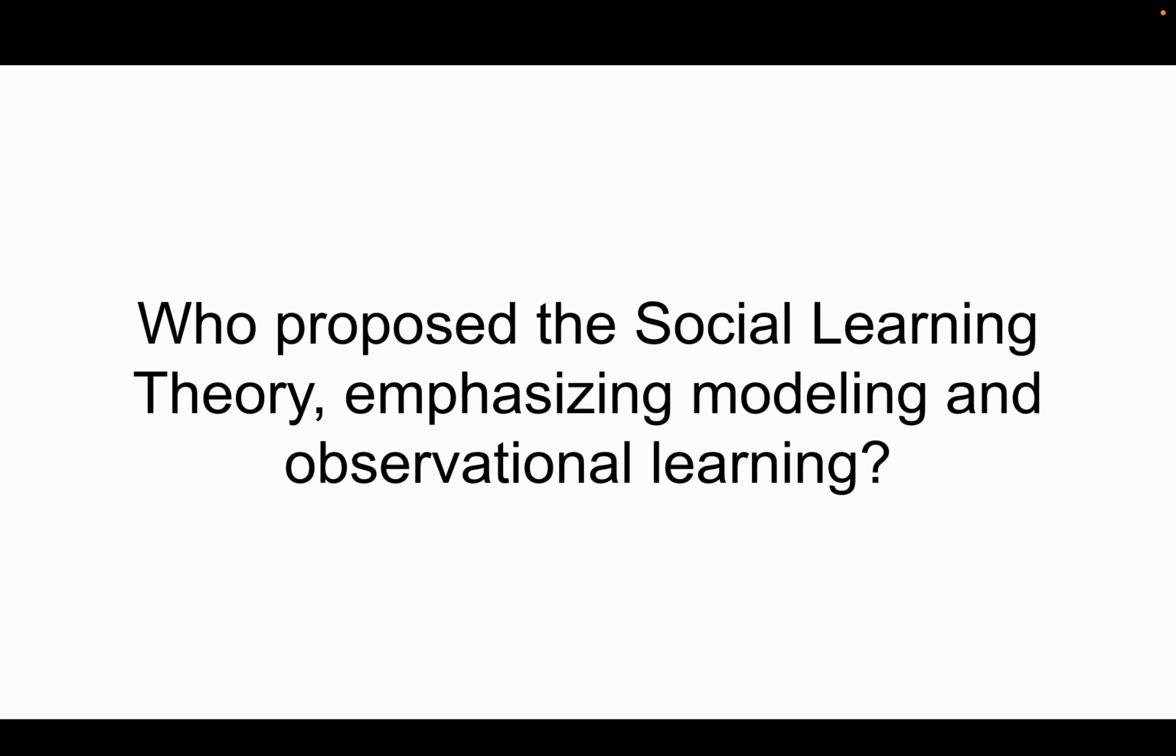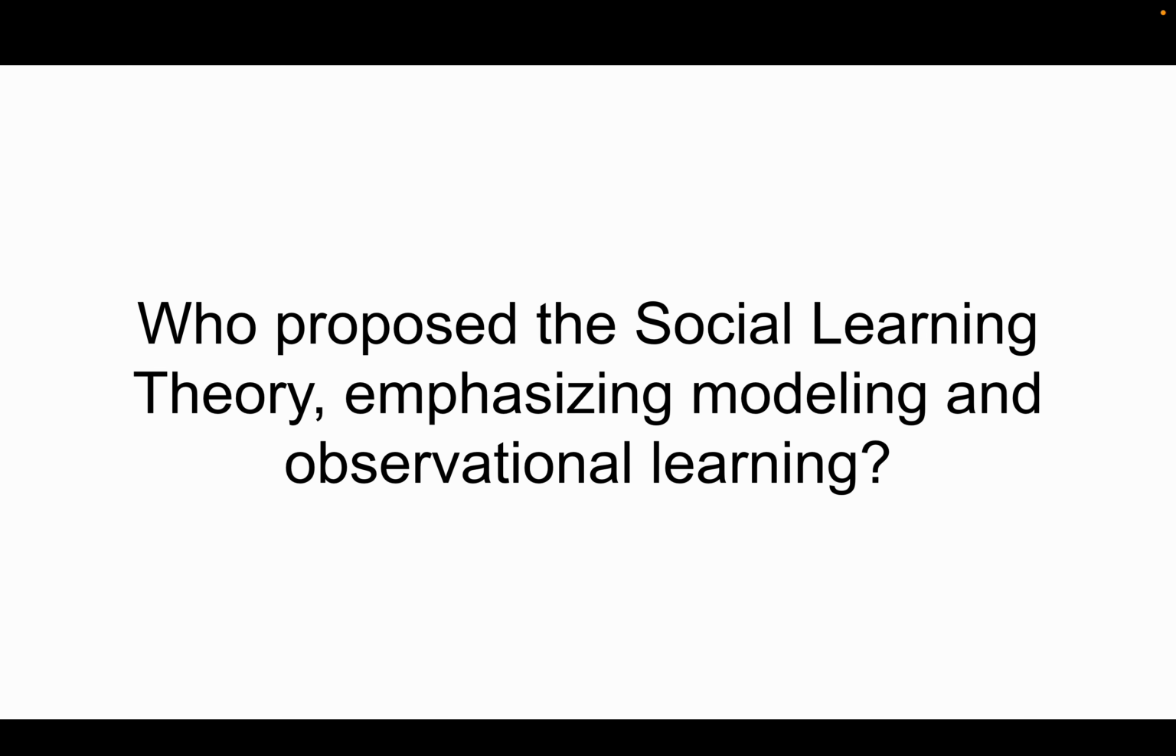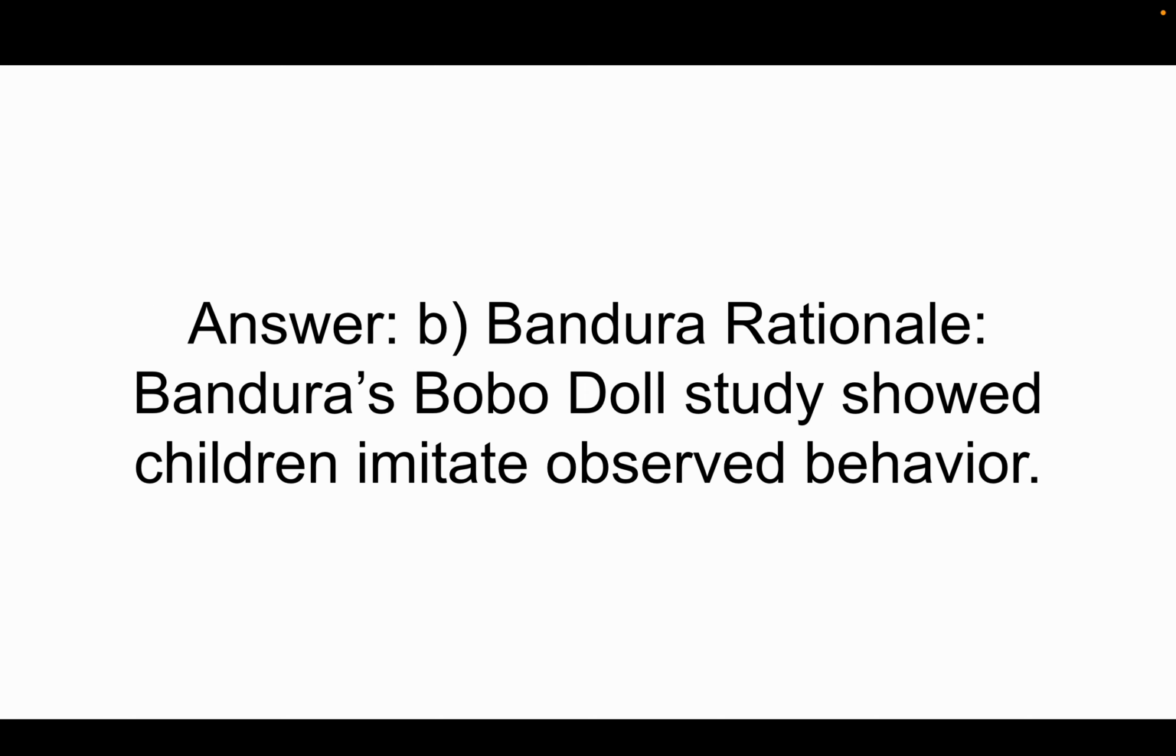Next, who proposed the social learning theory, emphasizing modeling and observational learning? A. Skinner, B. Bandura, C. Thorndike, or D. Piaget? Again, who proposed the social learning theory? Answer is B. Bandura. Bandura's Bobo doll study showed children imitate observed behavior.